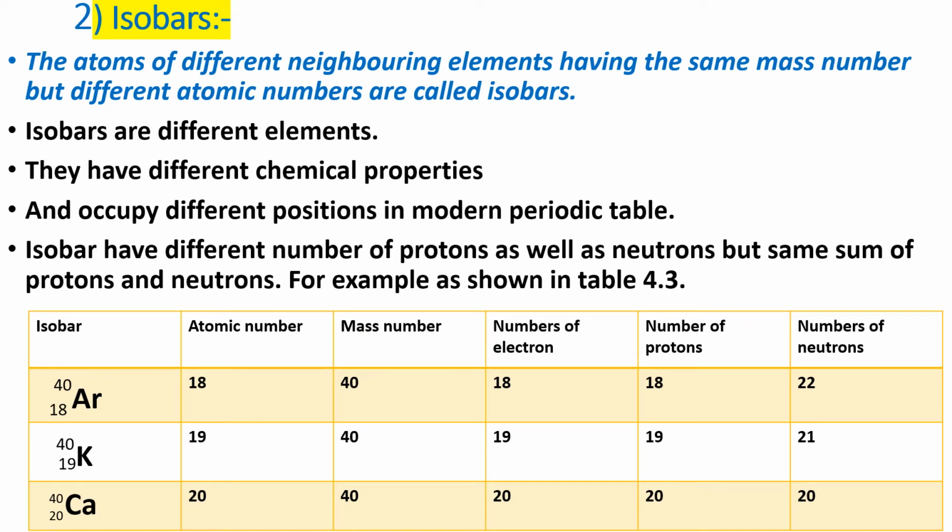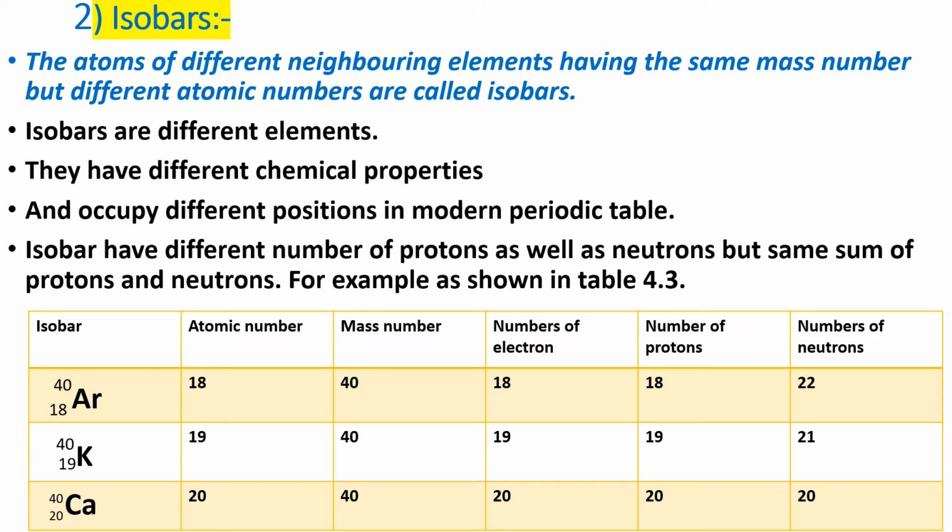In short, you have to remember that isobars have a different number of protons as well as neutrons, but the same sum of protons and neutrons. For example, as shown in the table, the isobars are argon, potassium and calcium. They have the same atomic mass number: 40, 40, 40.